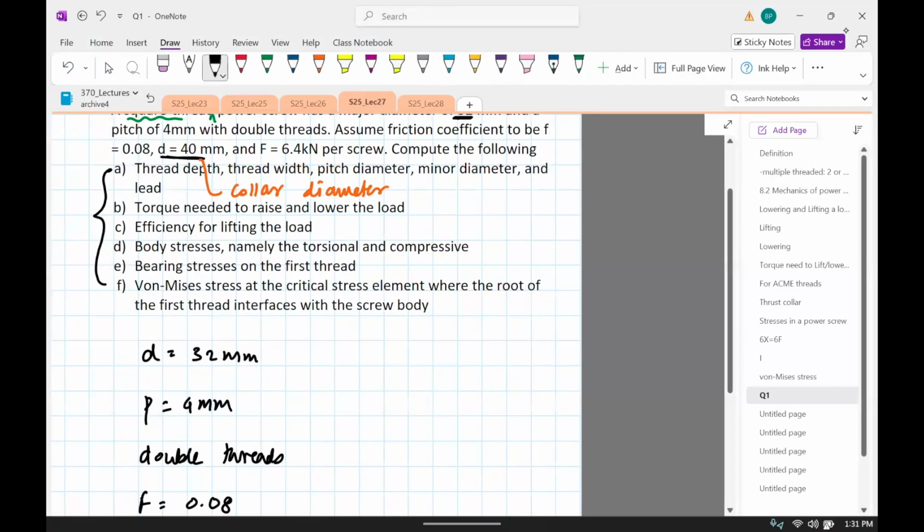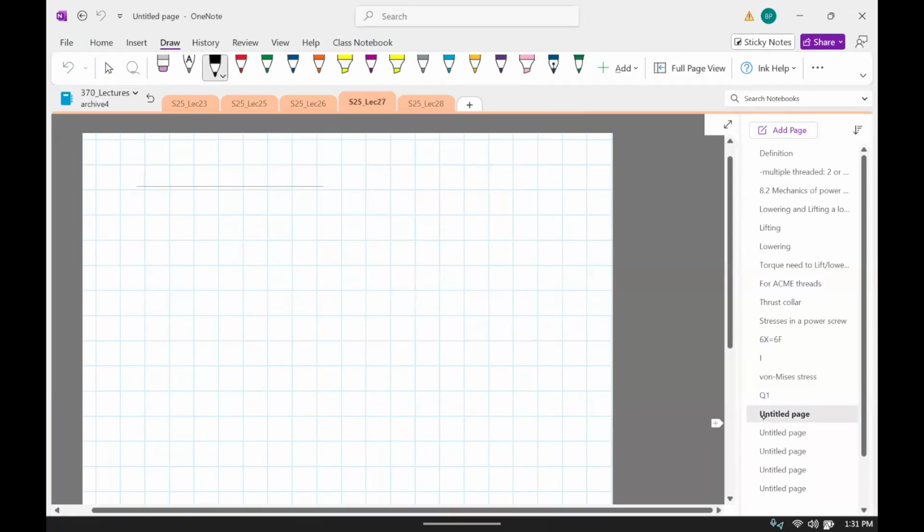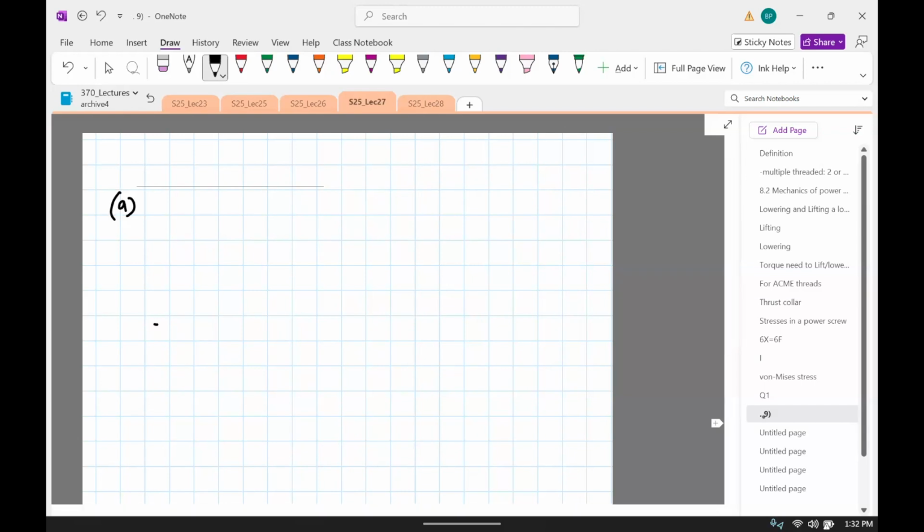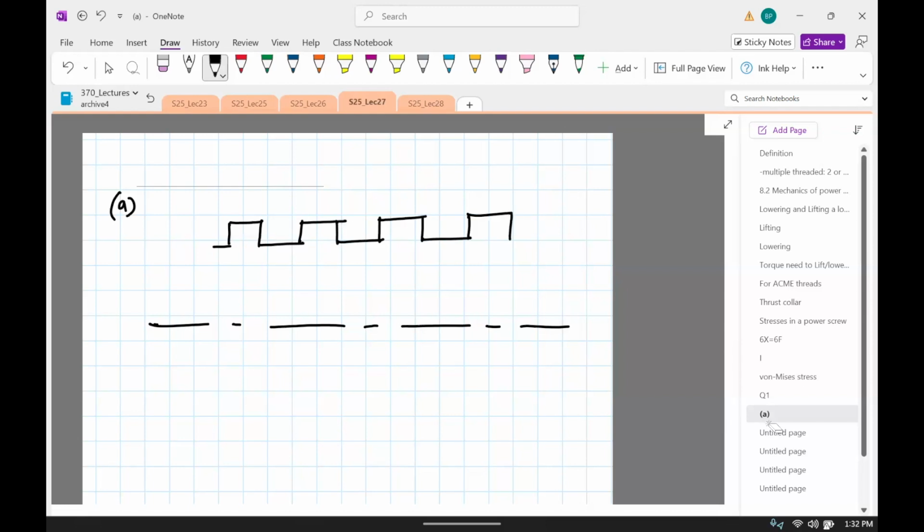I'm going to draw a figure which will help us figure this out. So here is part A. Let's choose an axis. And then we're looking at square threads. So this is what a square thread looks like. It's square, so you will have this part and this part. Would it be of the same length?